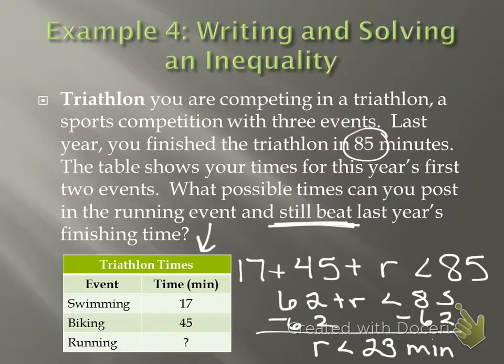So let me ask you this. If you run it in 23 minutes, will you be less than 85? No, you'd be on the dot. You'd be tied. But if you run it in 22, will you beat it? Yes, you will. So we're just setting up an inequality and solving. And there's one more thing.